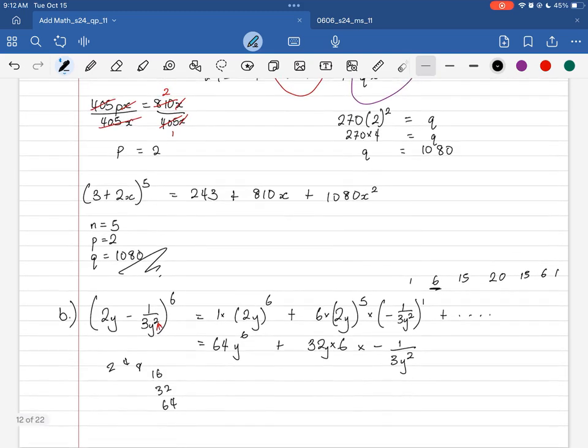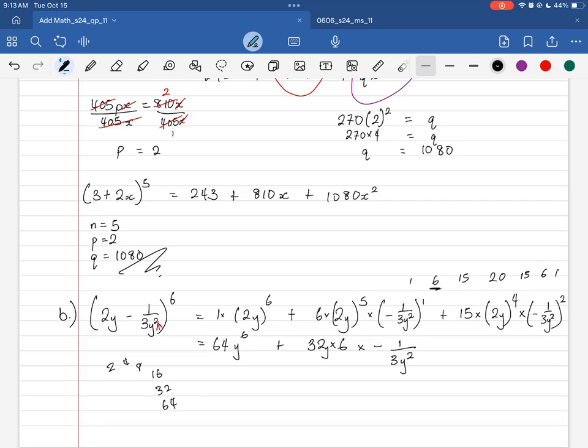Let's see. No, that means both of these still have y in them. So this is y to the power 6, and this is y divided by y squared, which still has y in it. So we're going to move one more. Let's move to the next one, 15 times (2y)^4 times (-1/(3y^2))^2.